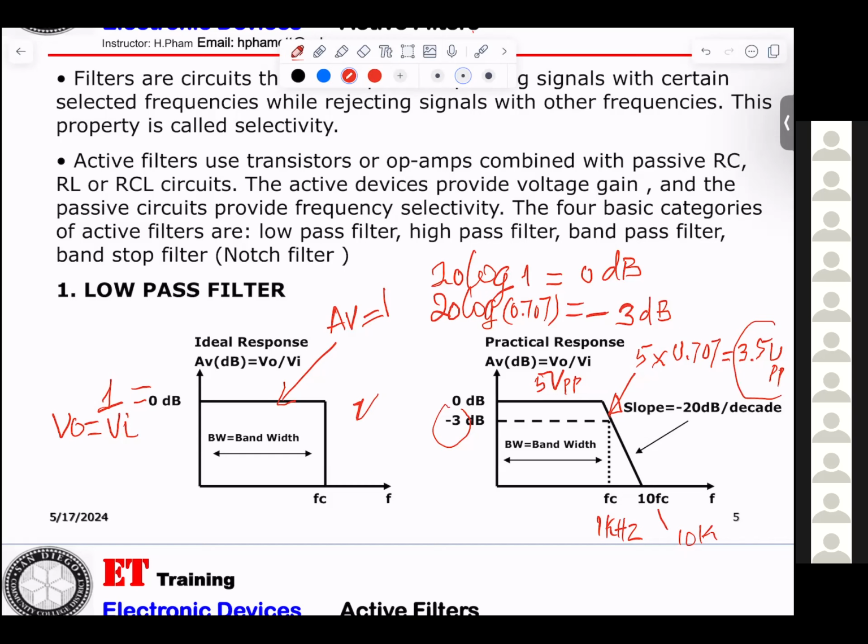Okay, now tell me, minus 20 dB equals what? Oh, I see these up here. Yeah.